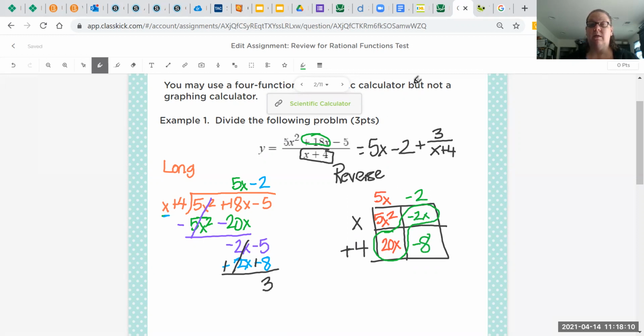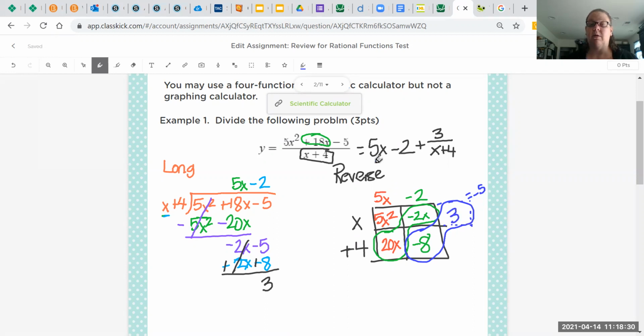That does not equal this problem, so I need to add a remainder box. So I'm going to add a little dotted box out here that's going to hold my remainder. And I need these two, negative 8 and the remainder box, to add up to negative 5. So negative 8 plus 3 is going to give me negative 5. So then my remainder is 3.